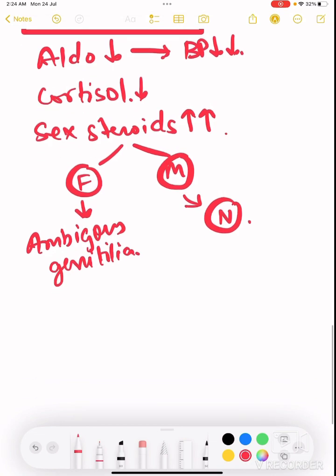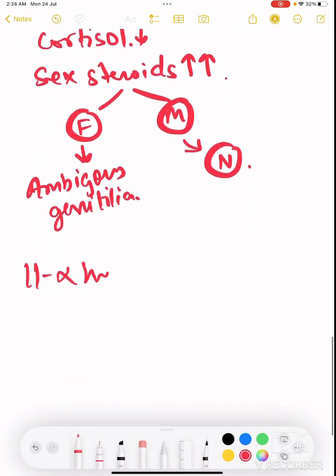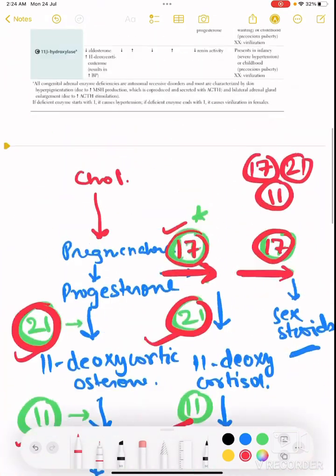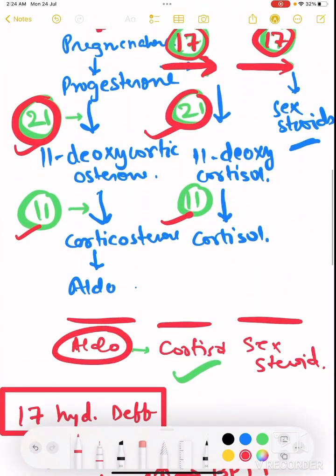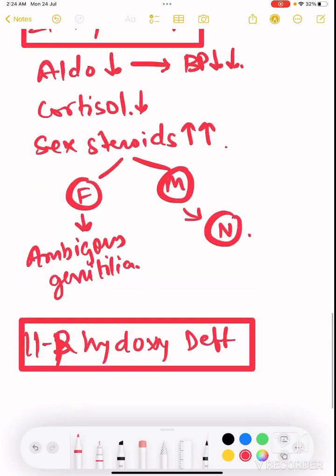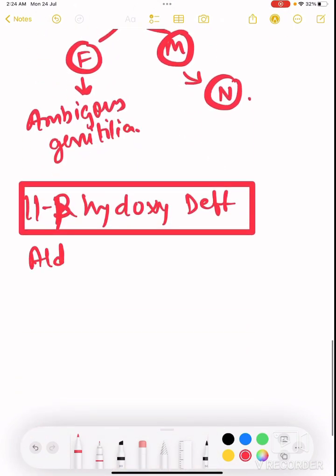Now coming to the last one, 11 alpha, or 11 beta hydroxylase deficiency. Right, what will happen if there is 11 beta hydroxylase deficiency? As you can see over here, this is 11, right? So again, aldosterone and cortisol will not be formed, right? So I'm writing it over here, same as above, 21 hydroxylase deficiency. Aldosterone will be low and cortisol will be low, right?